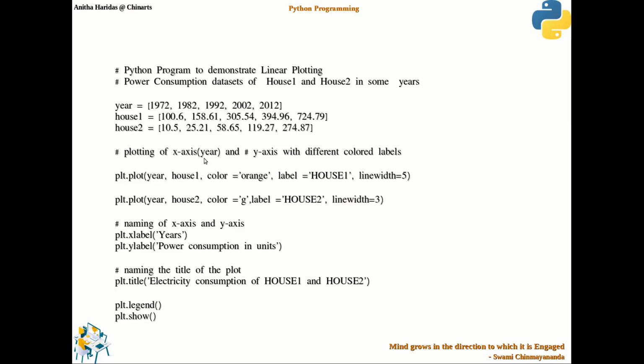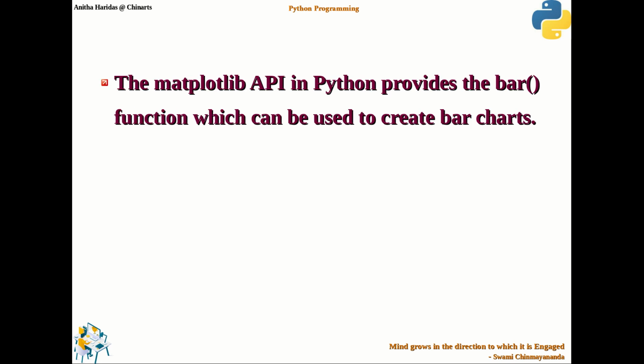So this is how we can have the linear plotting using the plot function, or you call it a line plot. And the next one is a very interesting one, bar charts, right? So whenever you want to have some kind of comparison, where 2 sets of data are there, 3 sets of data are there, it is always preferable to have a bar chart. Okay, so let us see what is a bar chart.